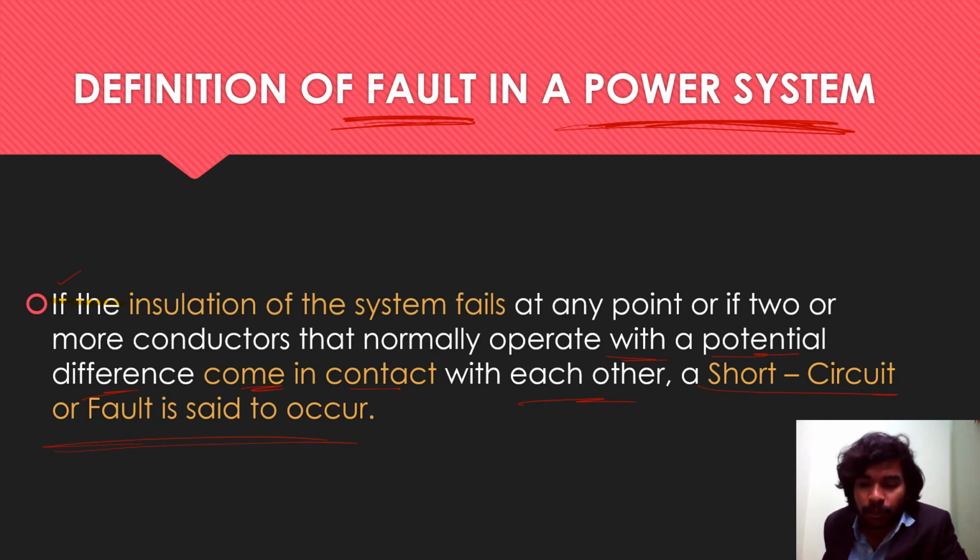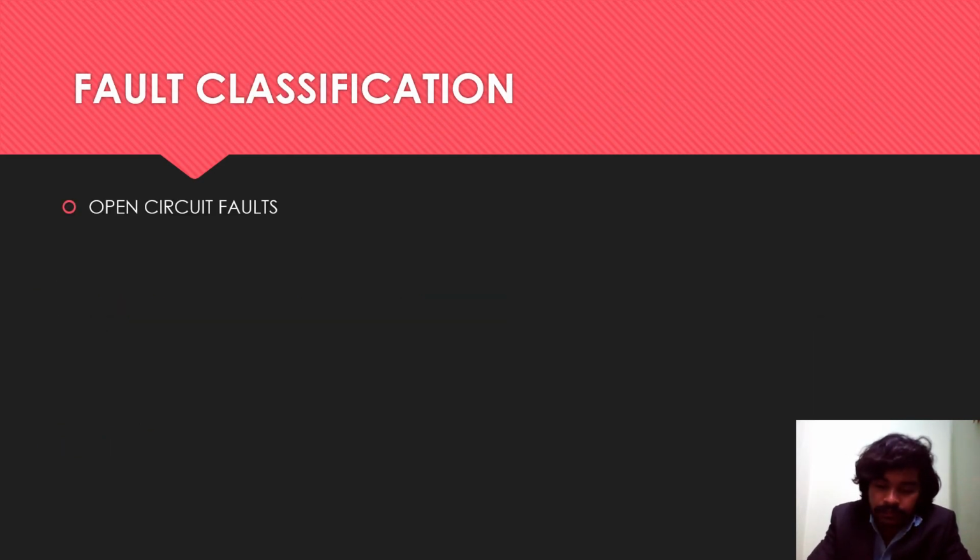Read this properly. It is specifying two things. Insulation of the system fails. Usually when insulation of the system fails, what happens? Conductors which are operating at different potentials will come into contact, and then a short circuit, which is nothing but a fault, is said to occur. Please make sure you understand this definition very well.